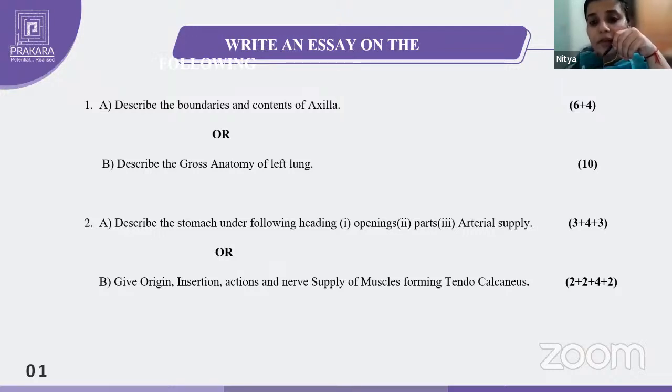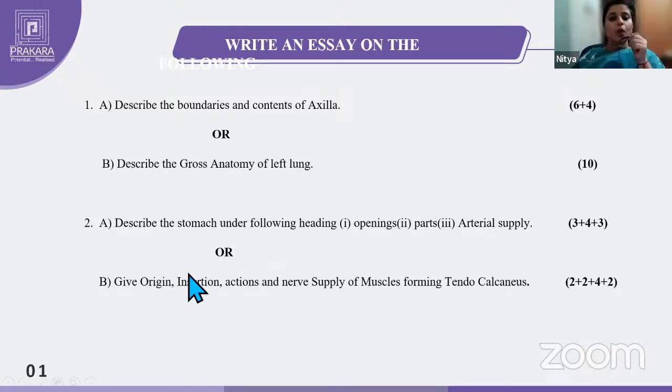So the parts of the stomach will include the cardiac end of the stomach, pyloric end of the stomach, body of the stomach, fundus of the stomach, and the complete pylorus of the stomach. Then arterial supply. The stomach is supplied by the right and left gastric arteries, which form an anastomosis along the lesser curvature, the right and left gastroepiploic arteries, which form an anastomosis around the greater curvature, and then some branches from the splenic artery. So all this you have to mention with a well-labeled diagram.